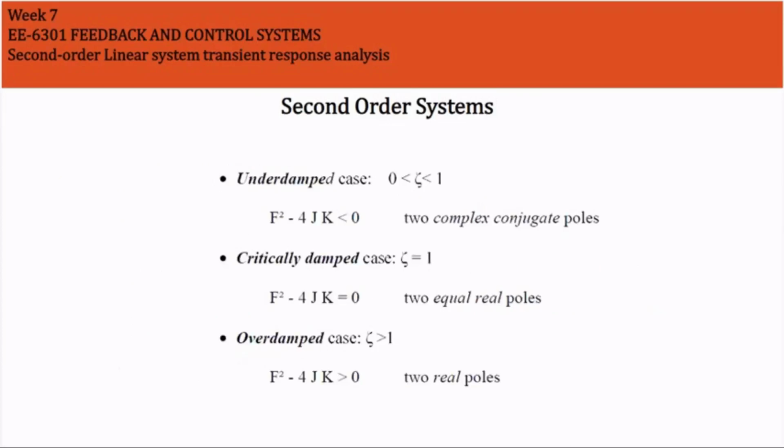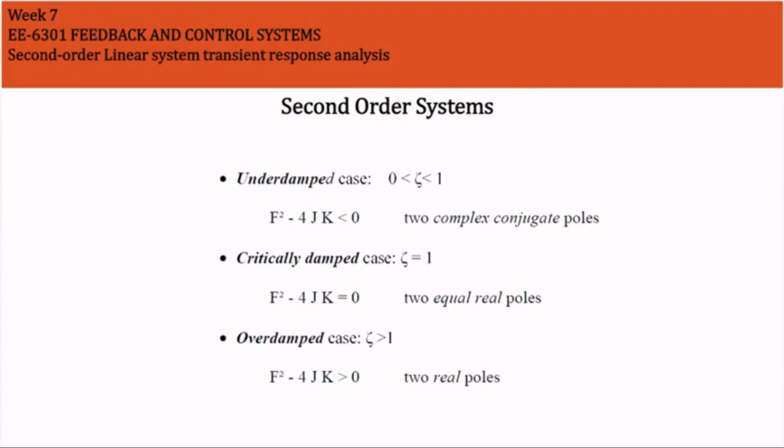So you have three cases: underdamped, critically damped, and overdamped. When we say underdamped, zeta is greater than 0 but less than 1. That is, F squared minus 4JK is less than 0. You have two complex conjugate poles.